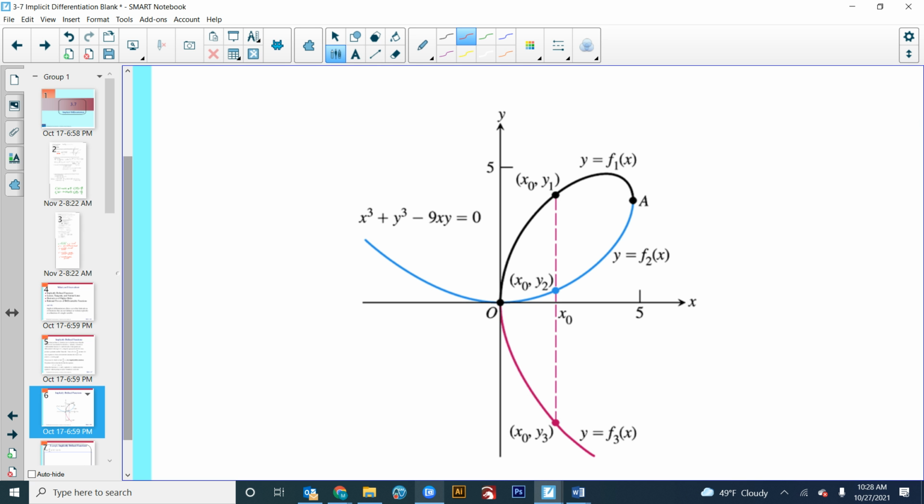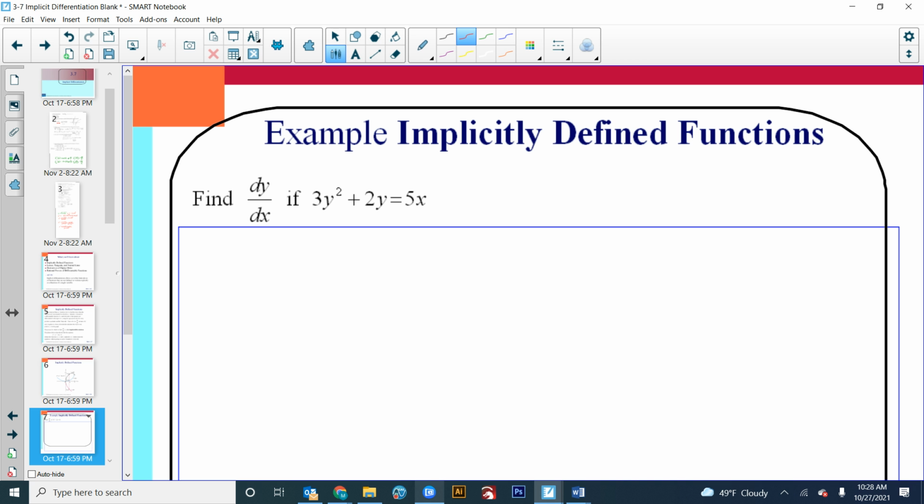So I will slip up sometimes. When I say let's find the derivative of this function, I may slip up and call it a function because we do it so often. But if it's not passing the vertical line test, technically it's called a relation of x. So our first one, we're going to take the derivative of this implicitly defined function.